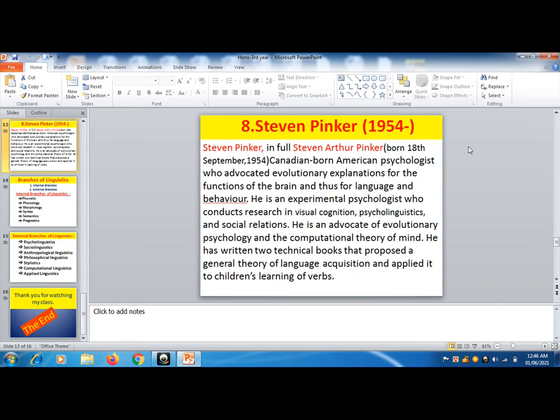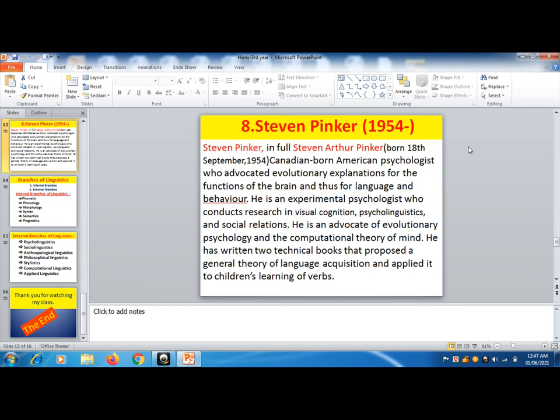Steven Pinker, in full name Steven Arthur Pinker, was born 18th September 1954. He is also a living linguist. He is a Canadian-born American linguist and psycholinguist, who advocated an evolutionary explanation for the functions of the brain and thus for language and behavior.